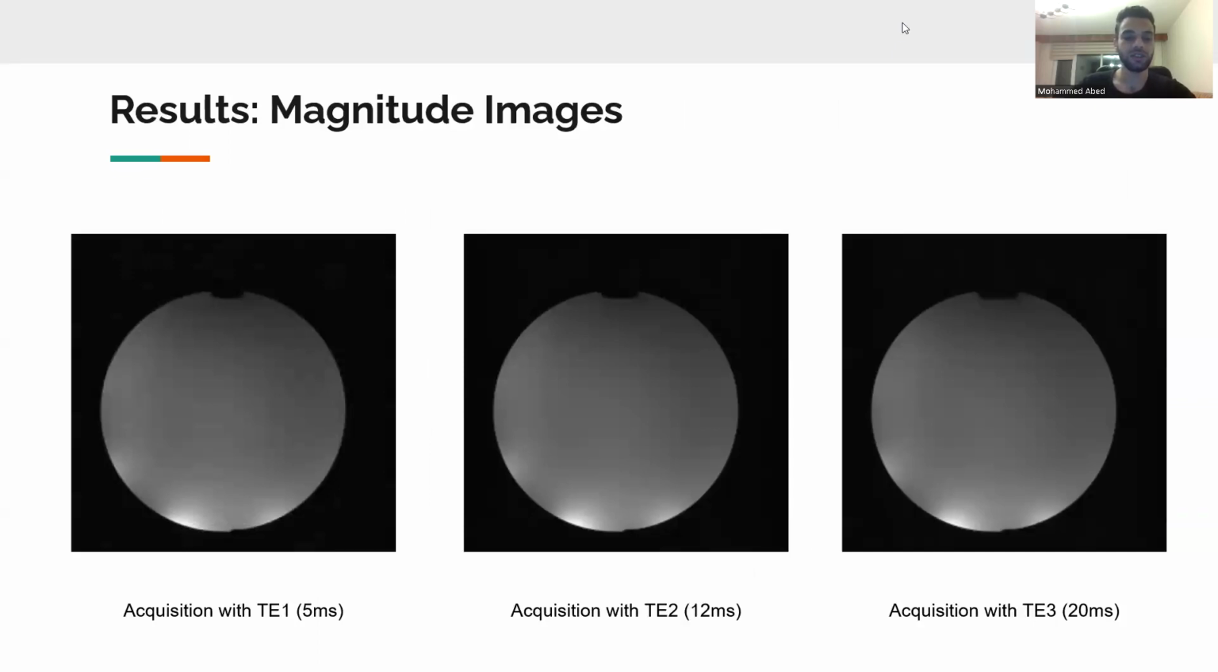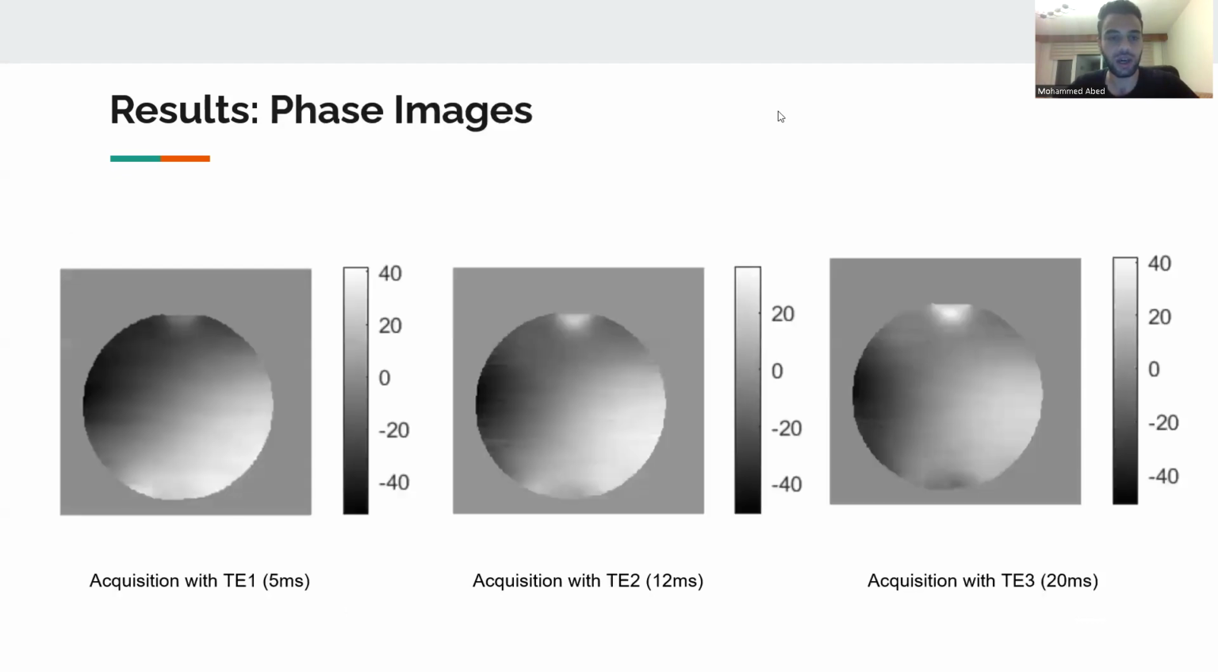Moving on to results, here you can see the magnitude images for each acquisition for 5 milliseconds, 12 milliseconds, and 20 milliseconds. Here it's hard to differentiate the difference of the echo time because it's not reflected much on the magnitude images. However, when we look at the phase images, they look more different than the magnitude images because the difference in echo time is reflected directly on them.